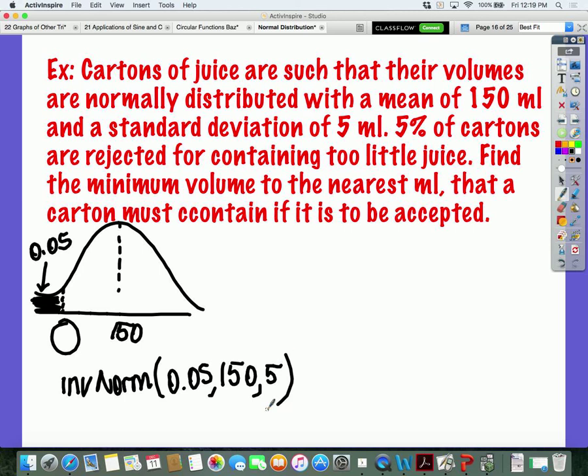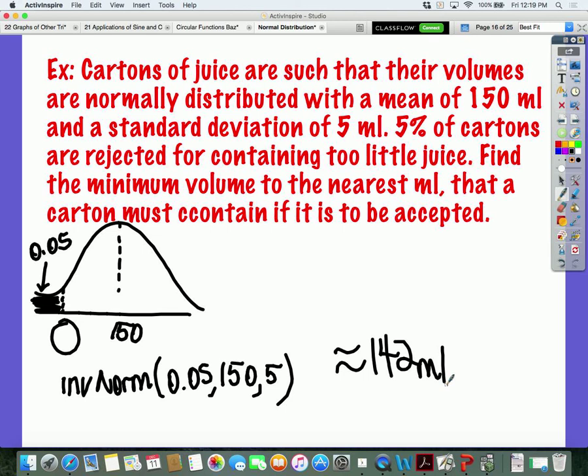And you come out to get 141, 142, because you're rounding to the nearest milliliter. So, if the cartons have less than 142 milliliters of juice, it gets rejected. That's that value. You need to write it as a sentence, like X less than. This is actually fine. Someone else, yes?